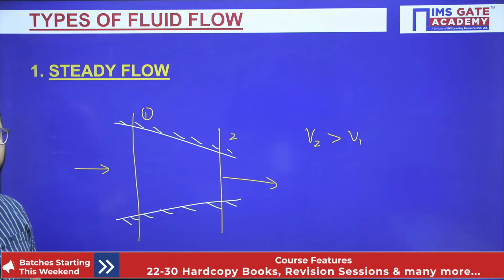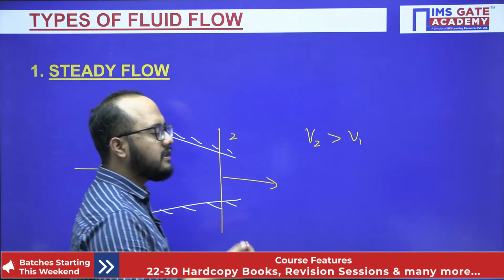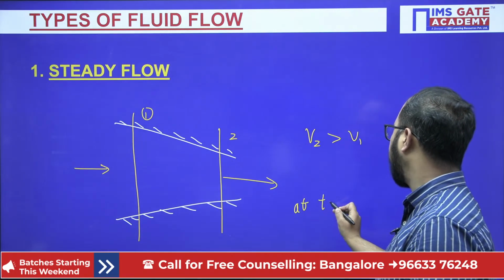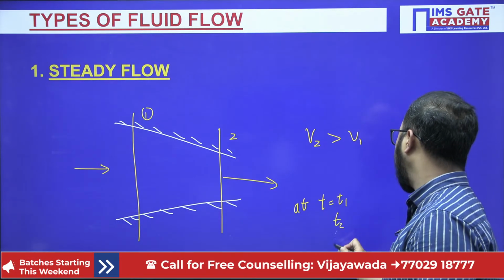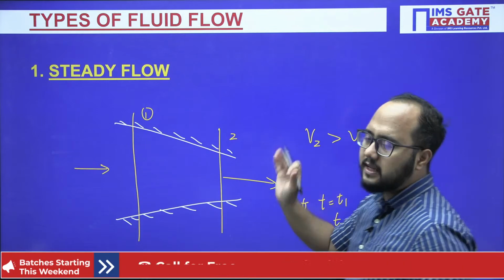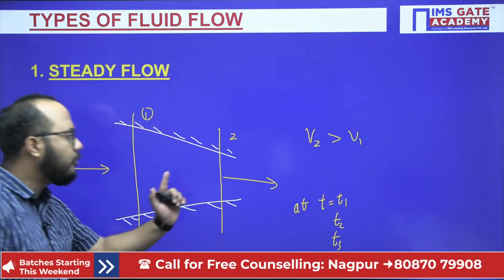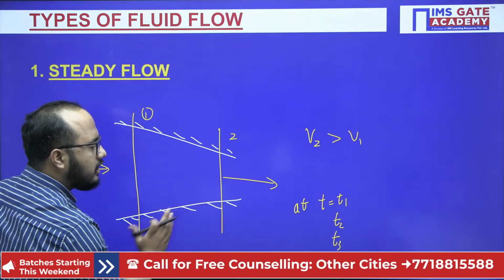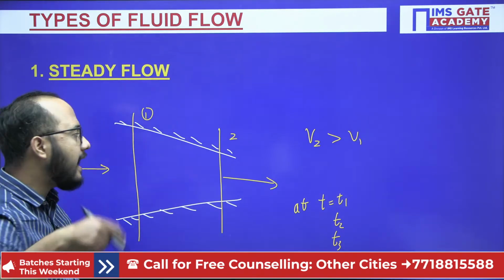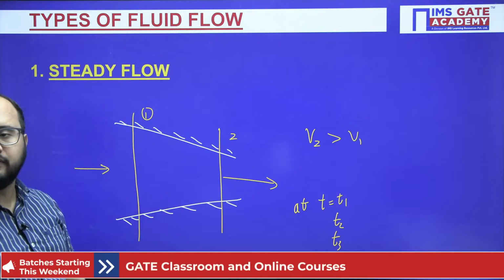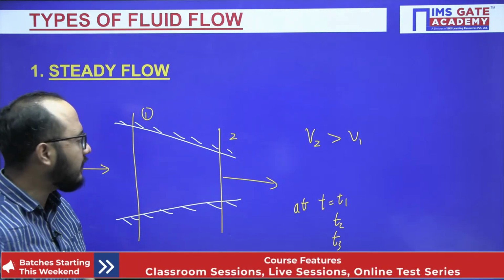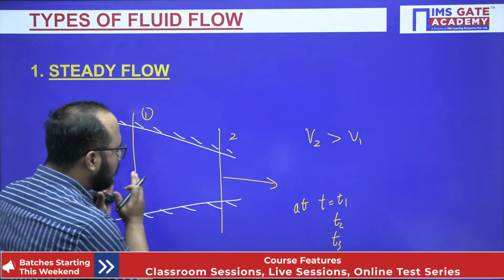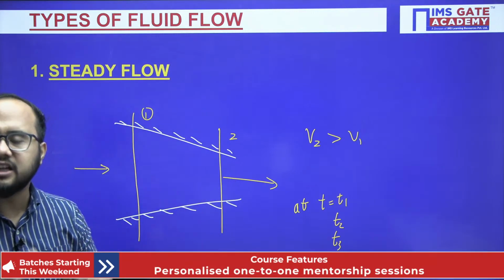Now I am saying it is steady flow and you are saying, sir, the fluid properties do not change with respect to time. Correct. So at any time, at time t equals t1 if I see, t2 or any time if I see, values will remain the same. But from location to location, velocity values are changing, right? Velocity values are different according to the location. With respect to time at location 1, velocity will remain the v1 value. With respect to time, velocity at section 2 will remain v2 forever if it is a steady flow. But from location to location, velocity values will change.